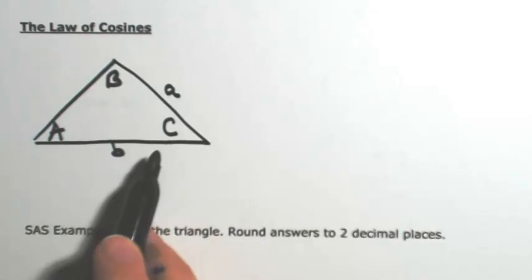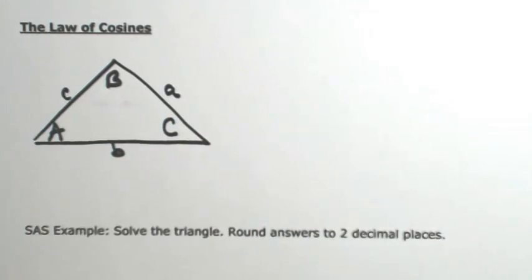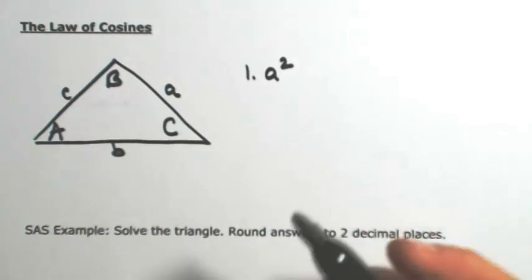And just be really careful with lowercase c because it looks a lot like uppercase C, so make it really look small. So the law of cosines, there's actually 3 of them, but if you know one of them, you know all of them. So let's say I want to find side a. So we're going to have a squared, and it kind of starts out like the Pythagorean theorem.